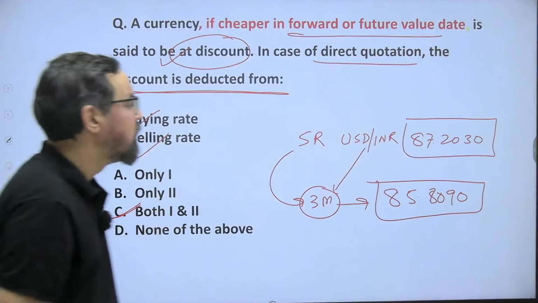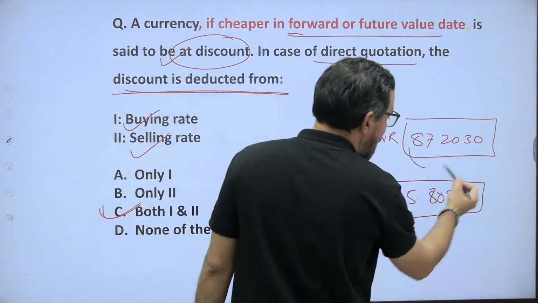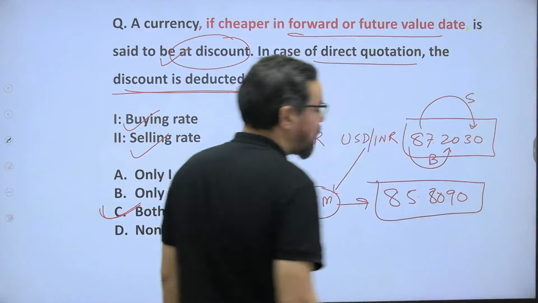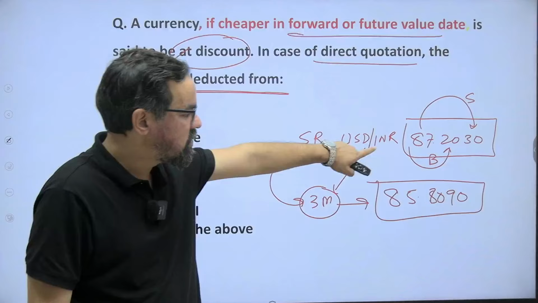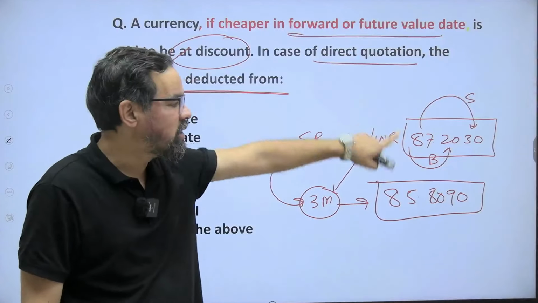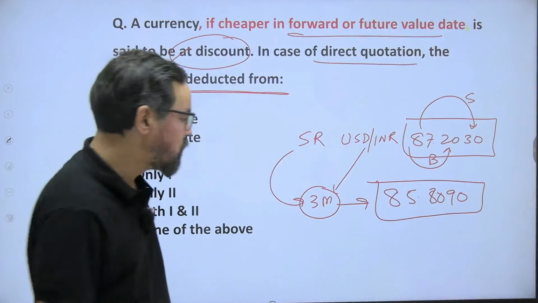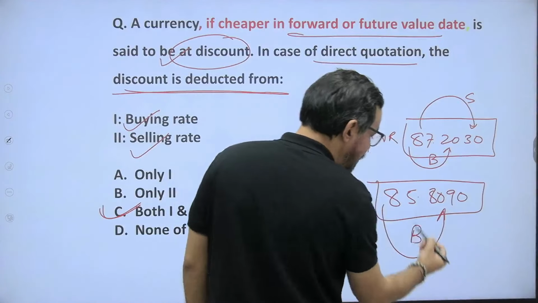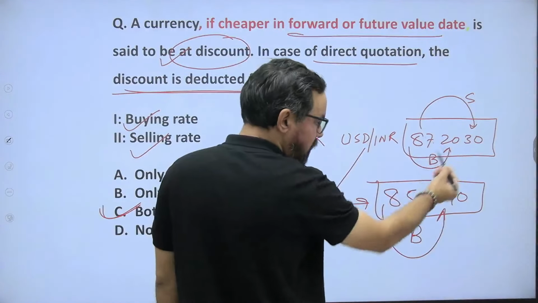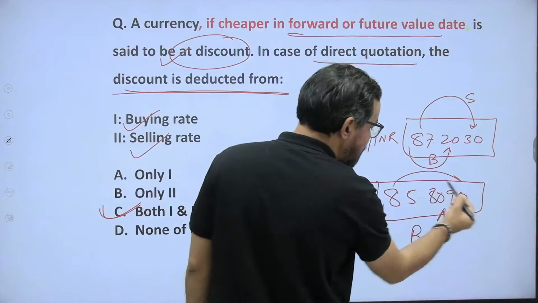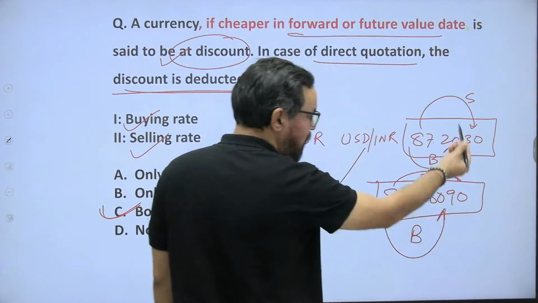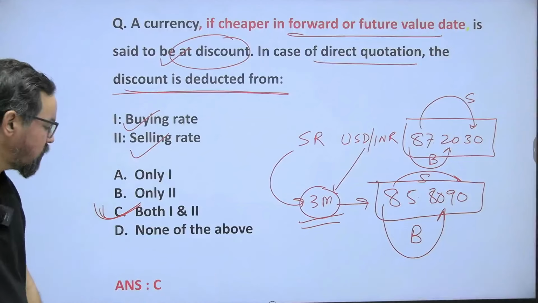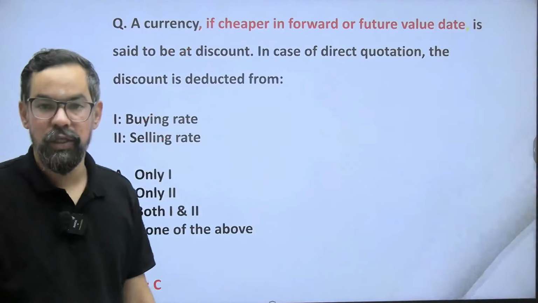How come? See, here this is the buying rate and this is the selling rate. As per the current market prices, buy rate is 87.20, sell rate is 87.30. 3 months later the contract is showing buy rate at 85.80. It is less than this, and sell rate is saying 85.90. It is less than that. So it will be both, right? So C will be the correct answer for this particular one.